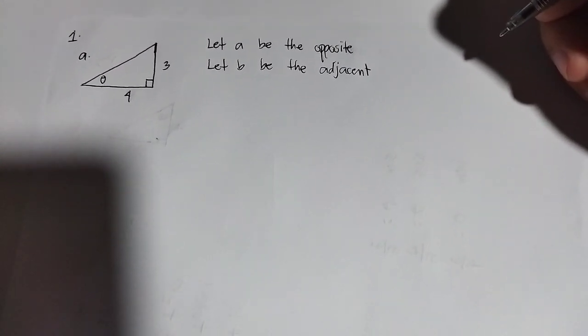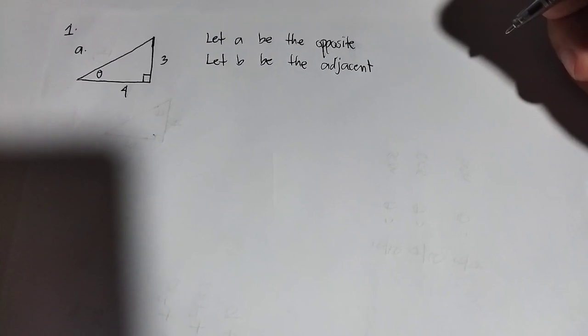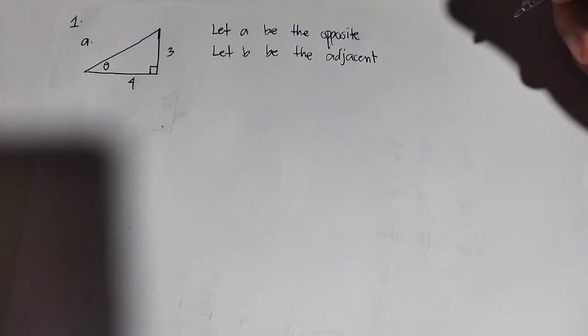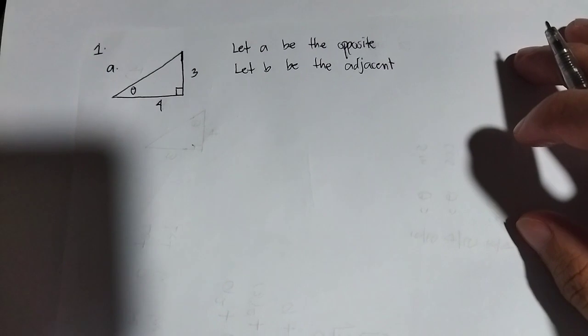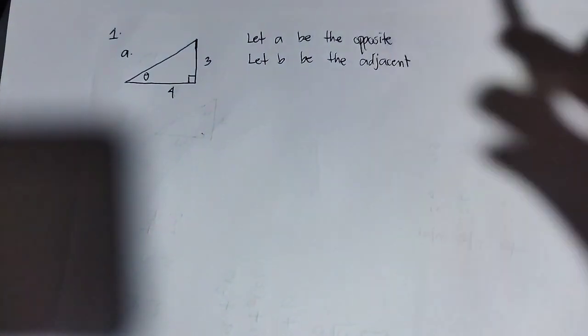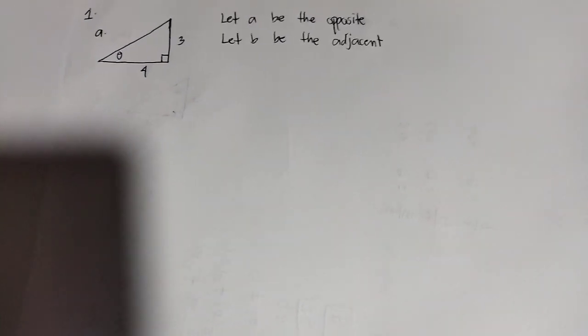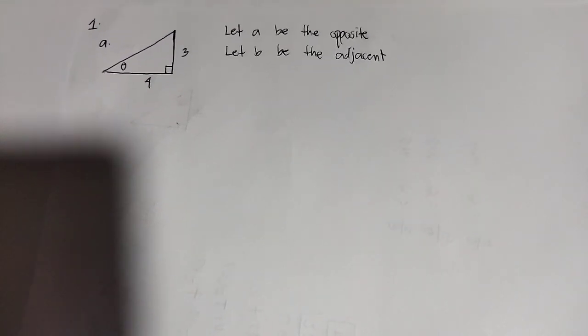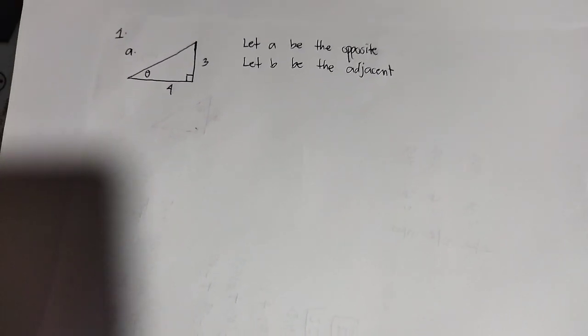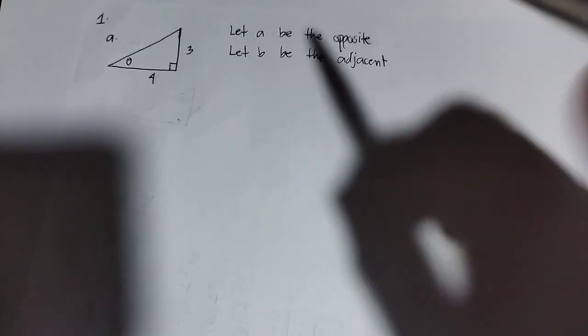In number 1, find the value of the 6 trigonometric functions of the angle theta in each figure. So we have here a problem A. In problem A, we have opposite and adjacent. So, to find the hypotenuse, we will use Pythagorean theorem since it is a right triangle. So, let A be the opposite and let B be the adjacent. So, we have A squared plus B squared equals C squared.